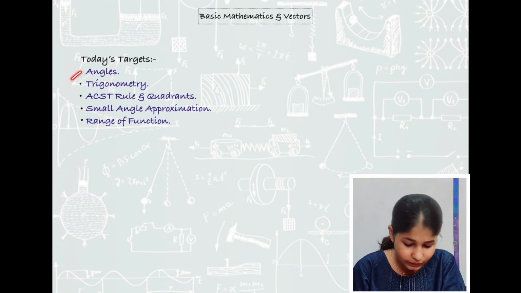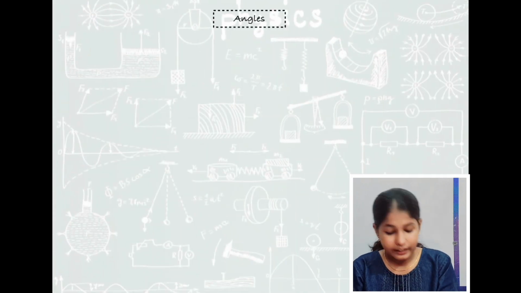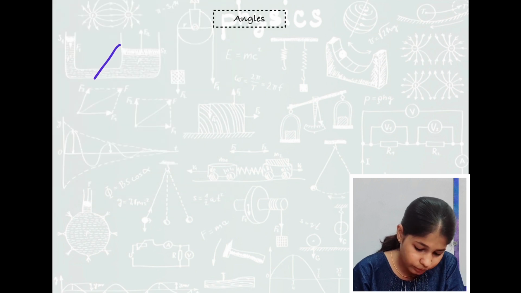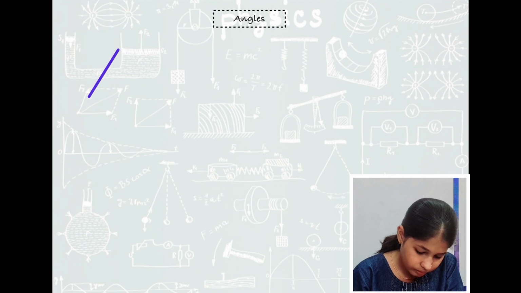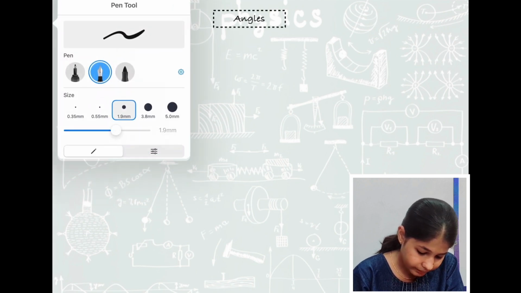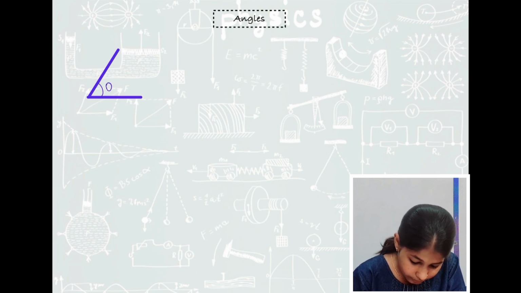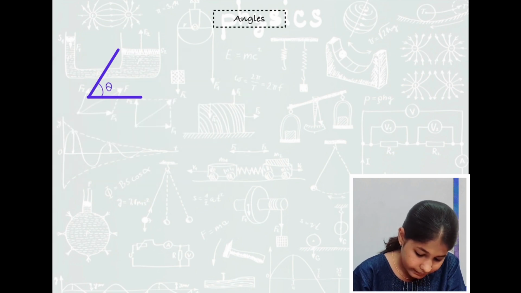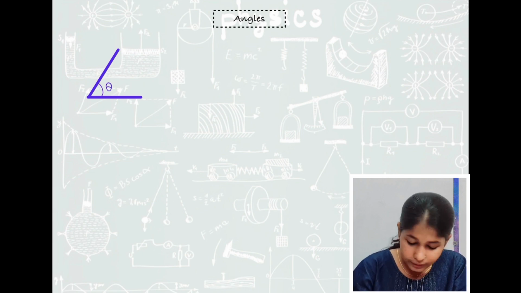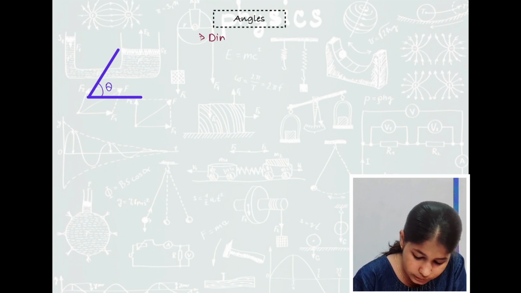Our first topic today is angle. Let's start with the angle. If I ask what is meant by angle, what will you imagine? For example, this is our angle, and you just have to focus here on the screen. You will understand everything. This is an angle, and the measure of this angle is theta. One important thing in the introduction of angle is that it is a dimensionless quantity.